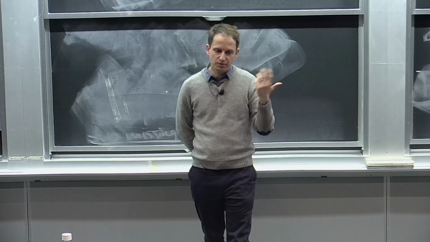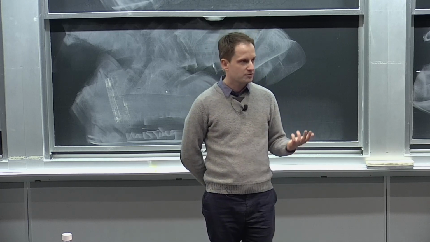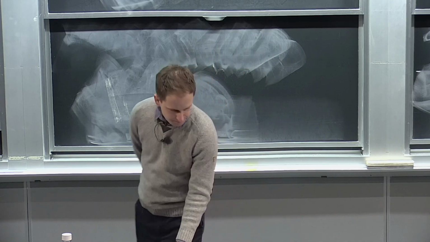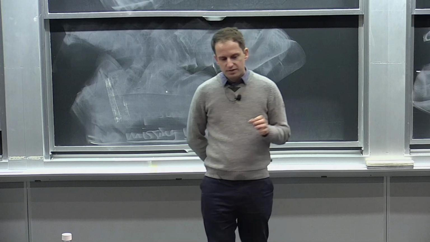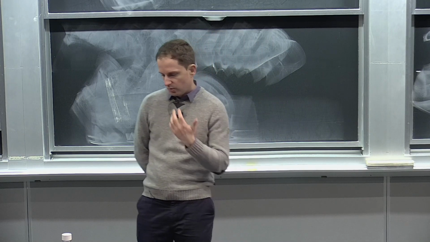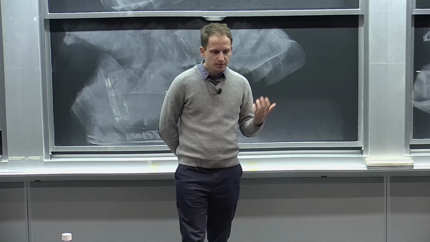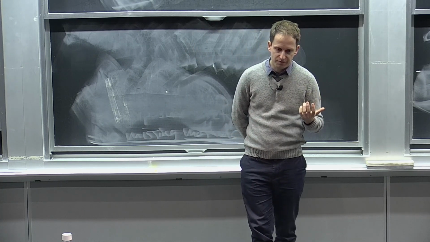So that's a pretty reasonable assumption, saying people are doing useful things for each other as part of market transactions, and that's what a lot of economics has assumed for a long time. Now, that is not a bad assumption at all. It's actually pretty realistic in various ways when thinking about humans. The question is not necessarily whether there are some instances of people caring about others. The question we're going to ask is, well, what do we miss by ignoring social preferences?